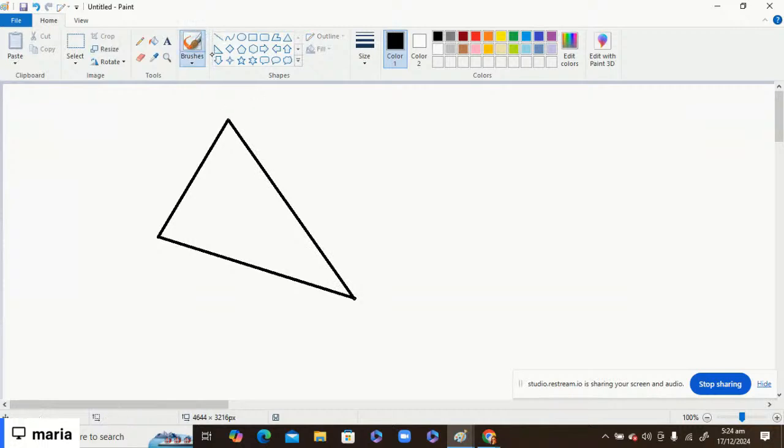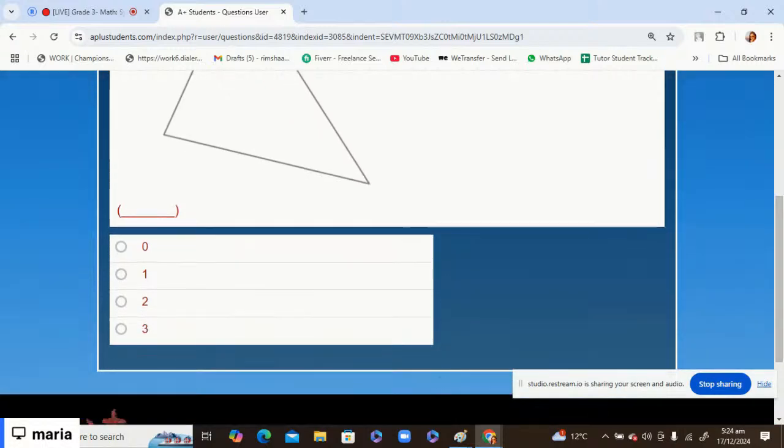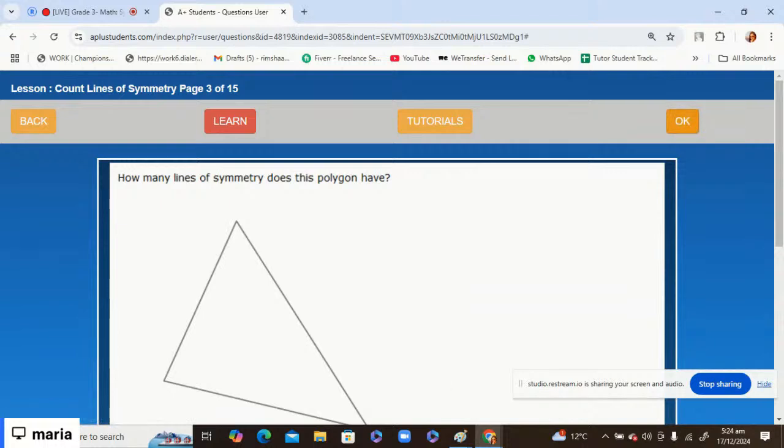Okay, so now check, when you cut from this way, this is also not the same. When you cut this way, this is also not the same. So we can say that there is no line of symmetry in this shape because it's a different shape, one side is less and the other side is greater. Okay, so there are zero lines of symmetry.